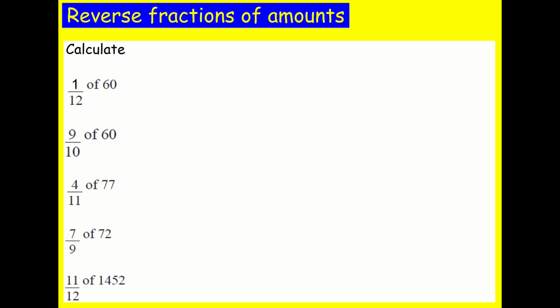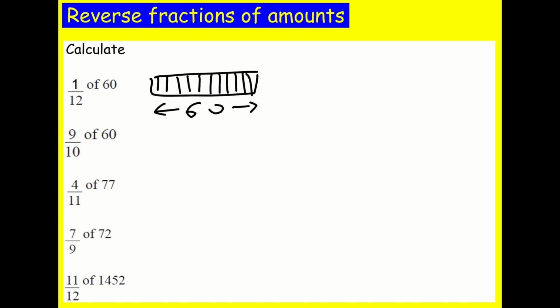Alright, here goes. So we're trying to find 1/12 of 60. That means I can take 60, that's this little bar here that represents 60, and I can split it into 12. 1, 2, 3, 4, 5, 6, 7, 8, 9, 10, 11, 12. The bar illustrates the idea of what is going on. We want to find this little red bit here. So how am I going to do it?